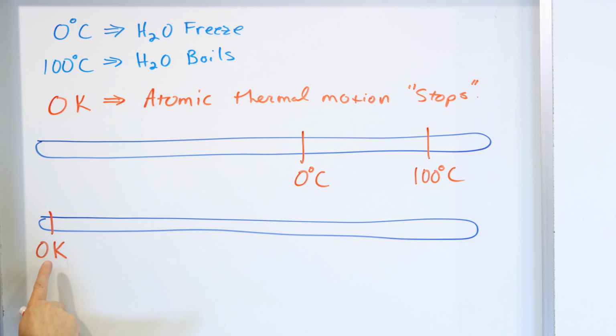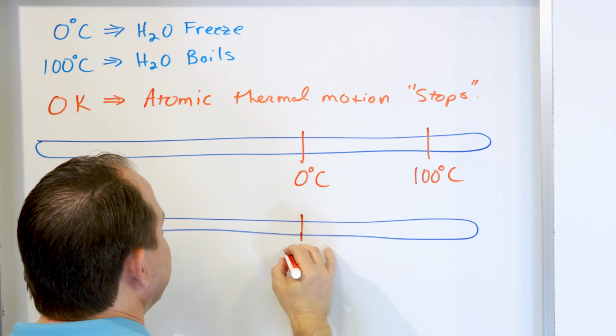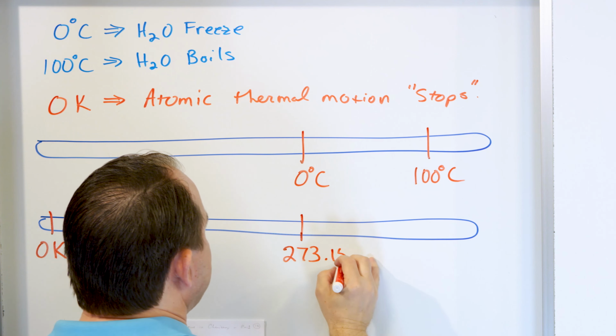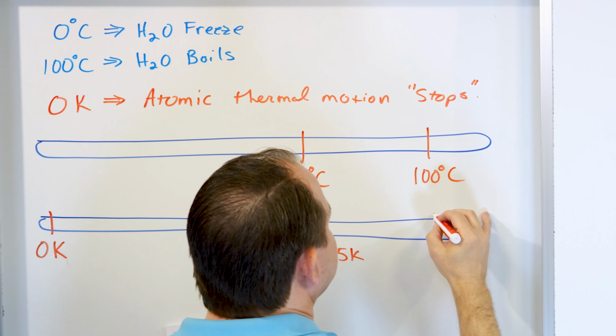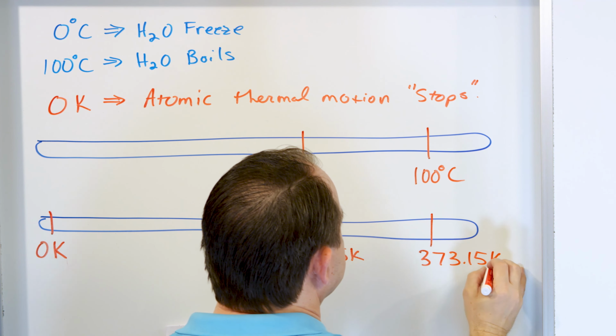All right? And so if this is 0 Kelvin and this is 0 Celsius, then right here, this marking is 273.15 Kelvin, and this marking right here is 373.15 Kelvin.